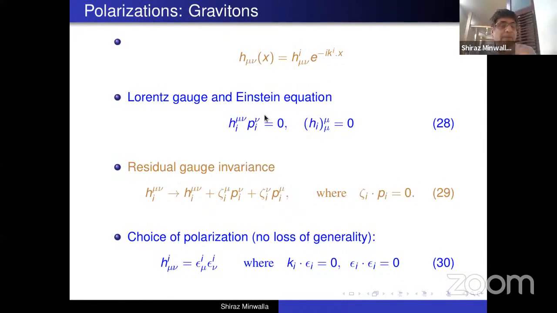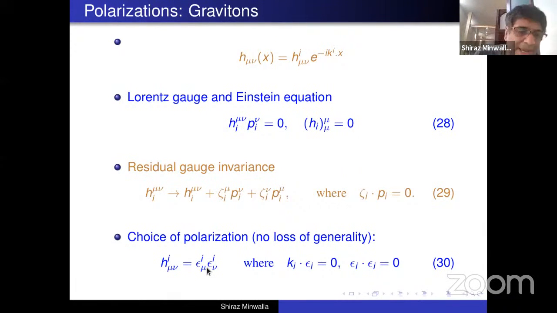So gravitons are traceless symmetric tensors. At the moment this looks like they're traceless symmetric tensors in d-1 dimensions because they're orthogonal to one direction, namely the momentum. However, as you know, there is this residual gauge invariance, which effectively is going to make them traceless symmetric tensors in d-2 dimensions. Now, to deal with this residual gauge invariance, it's useful to make a choice of polarizations, that is to choose your polarization to be of the form epsilon mu epsilon nu.